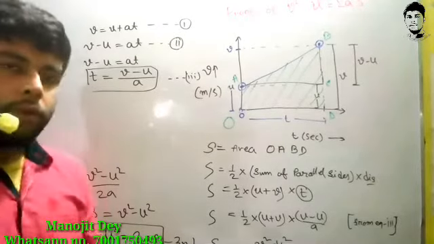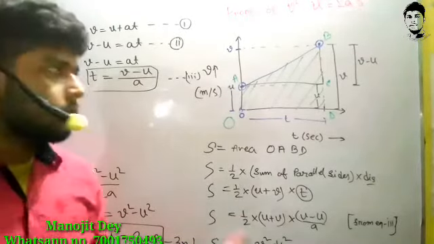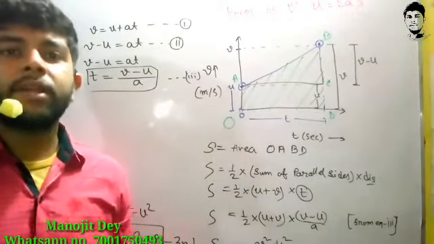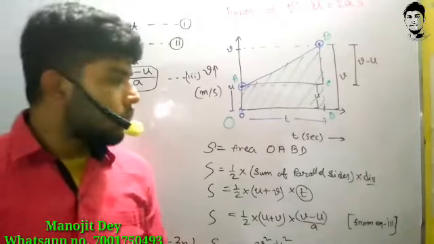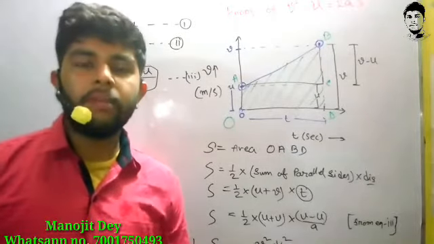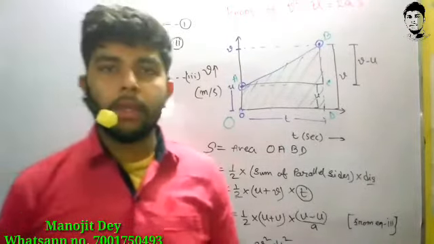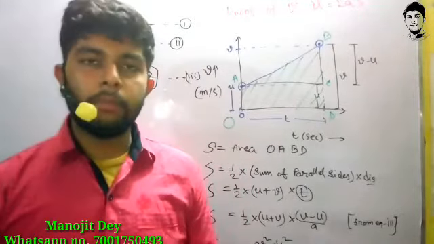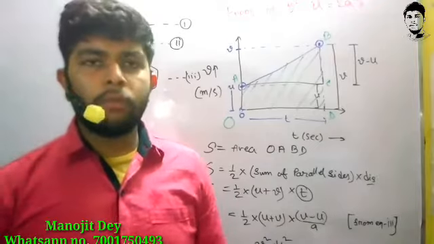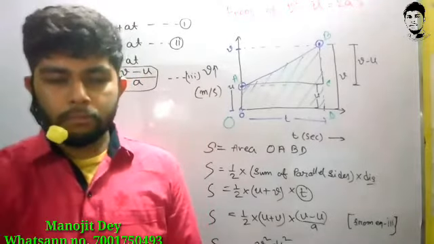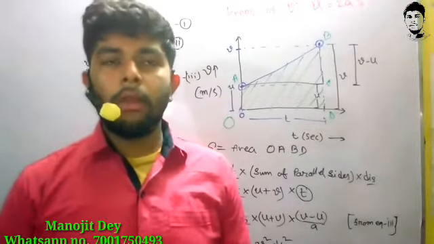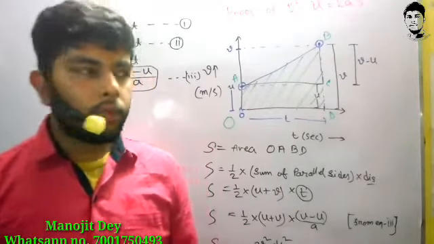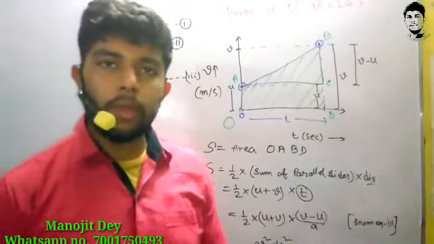So now we know how to derive the three equations of motion. By these equations of motion we can do any numericals of this chapter. Now we will learn one type of special motion, that is circular motion. You know there are many types of motion, such as circular motion, rotational motion, periodic motion, and oscillatory motion. In this chapter we are going to learn circular motion.